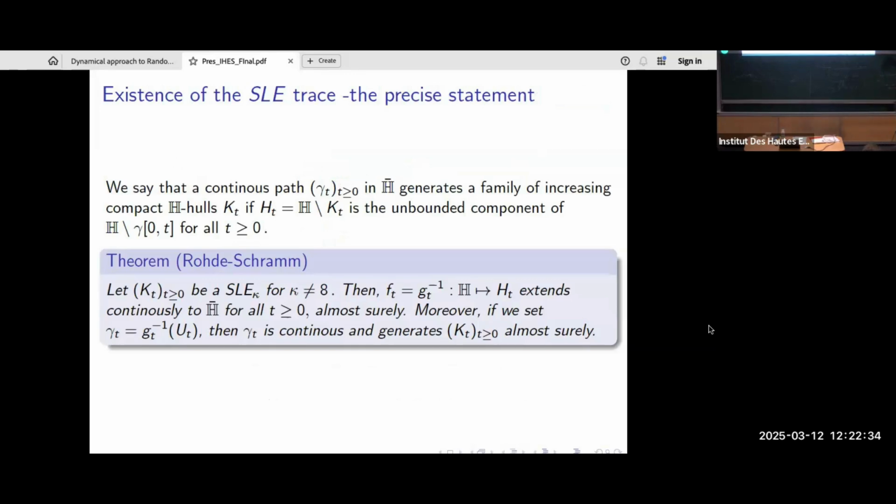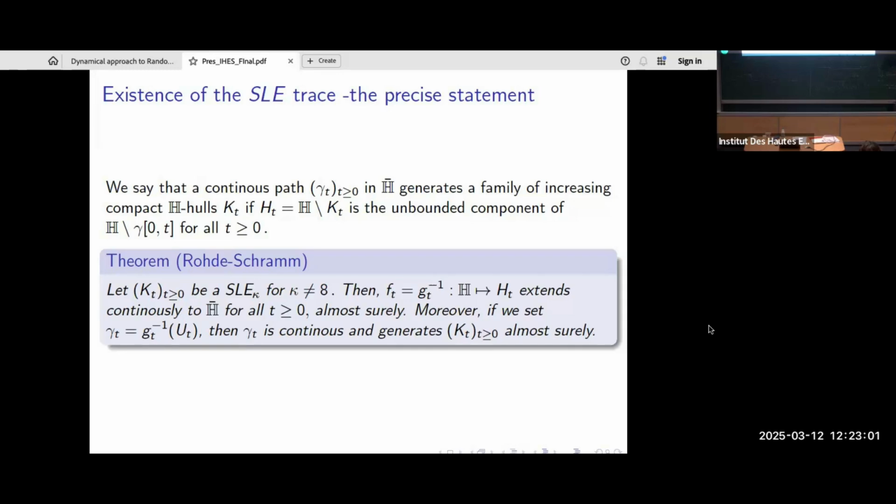And for this, I need the following first notion: a continuous path generates a family of increasing hulls if the complement of those hulls as time increases is the unbounded component of H minus gamma t for all t. So basically, this is saying that there is a way to say that hulls are generated by curves. This is a technical way to say this.